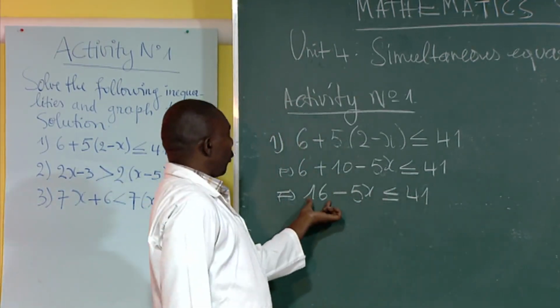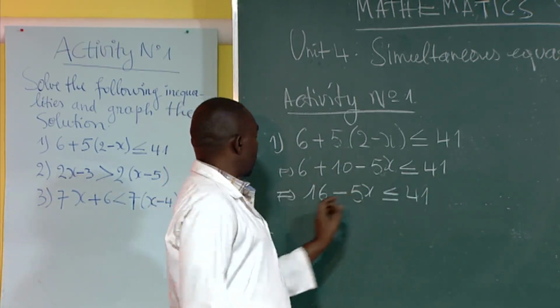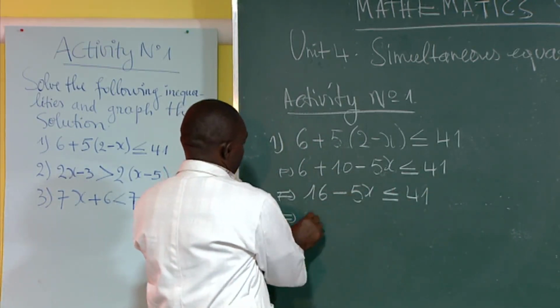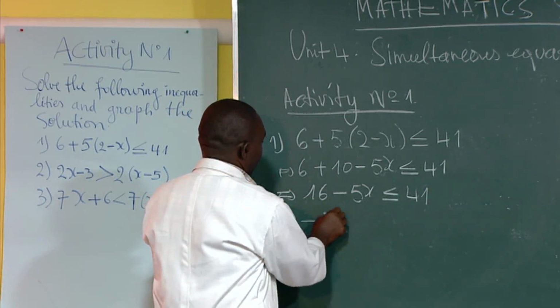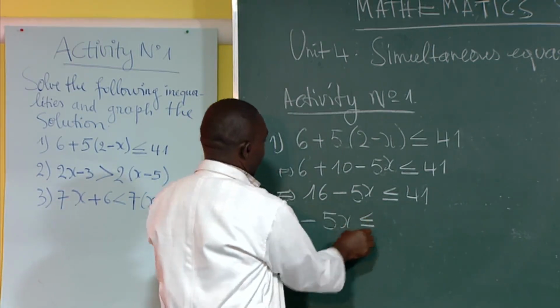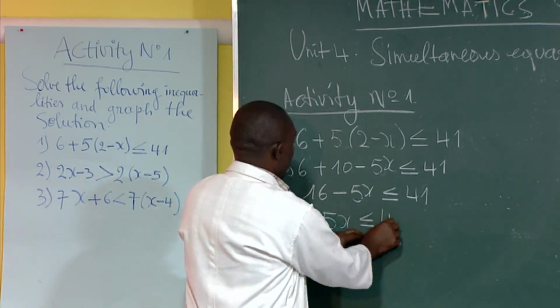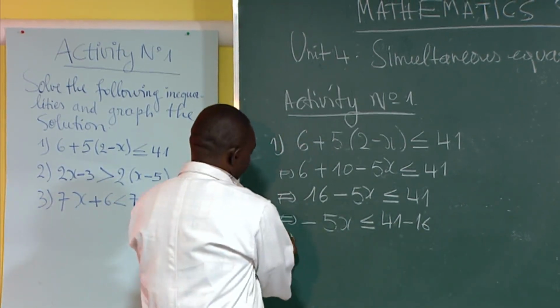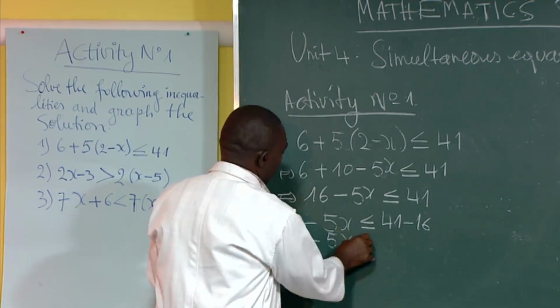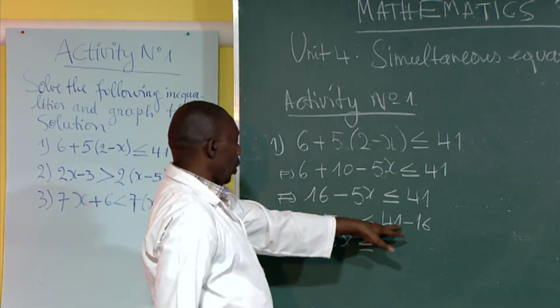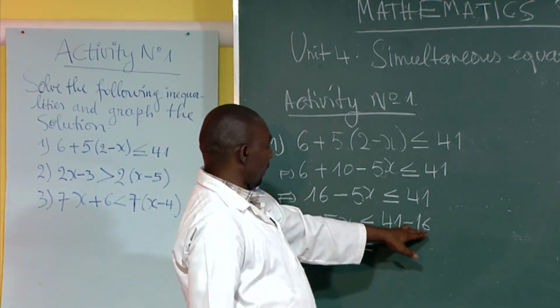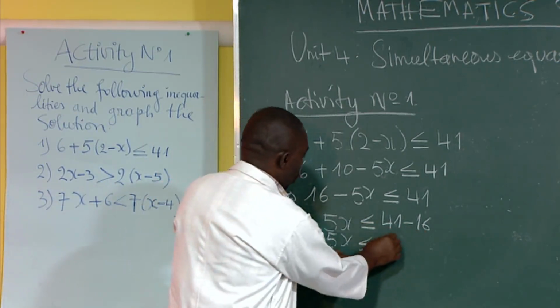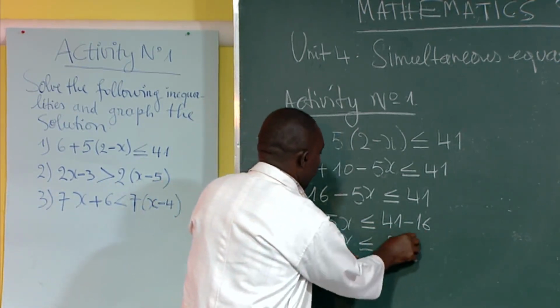We are going to move 16 to the right-hand side. We'll be having minus 5x, which is less than or equal to 41 minus 16. Minus 5x is less than or equal to 41 minus 16 is equal to 25.